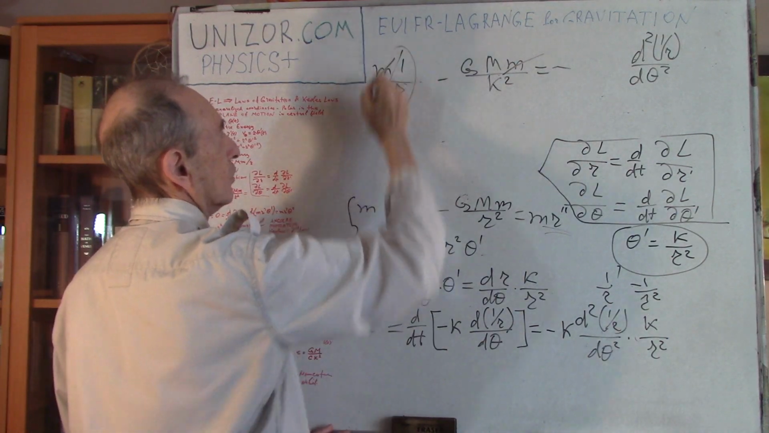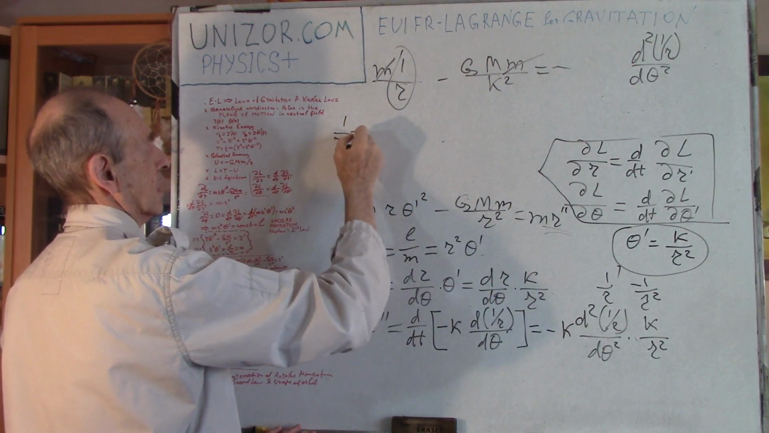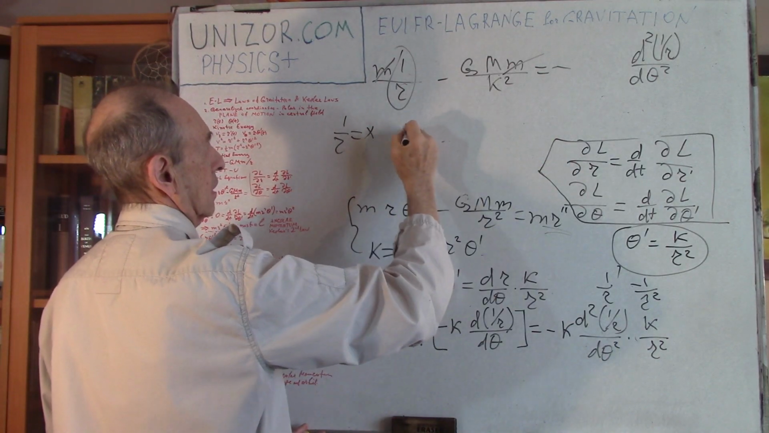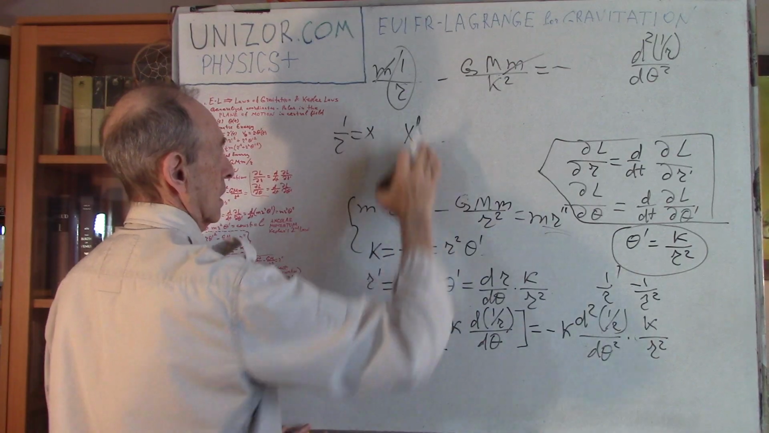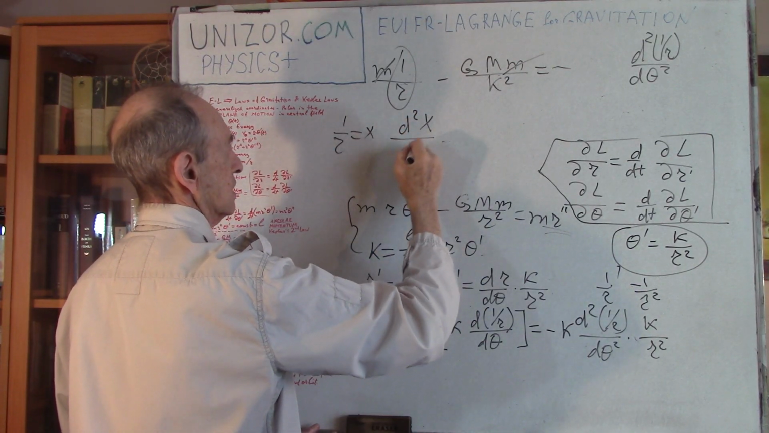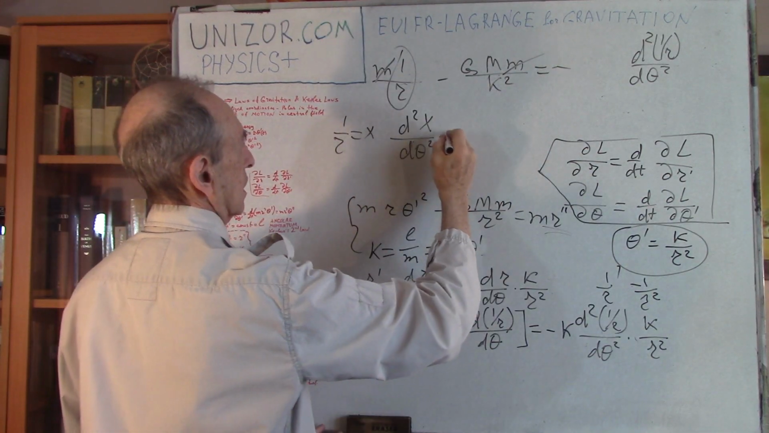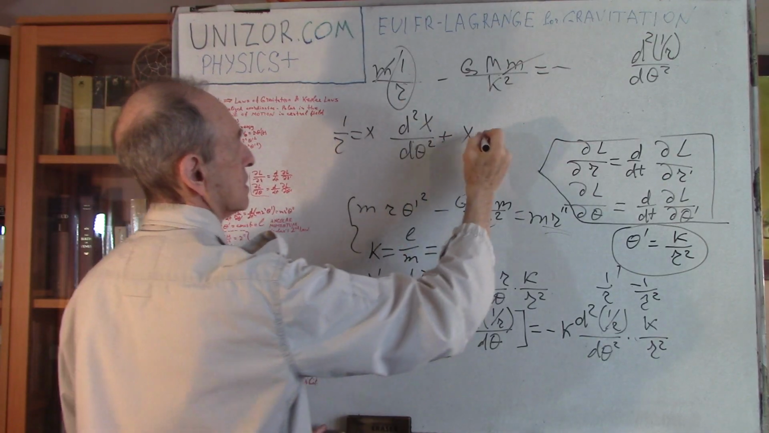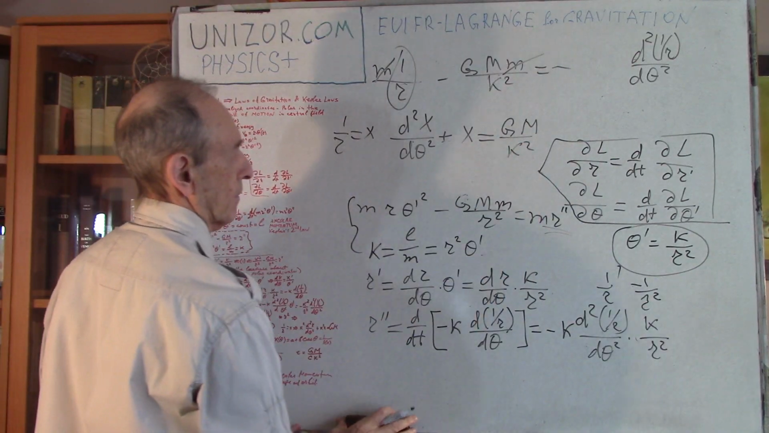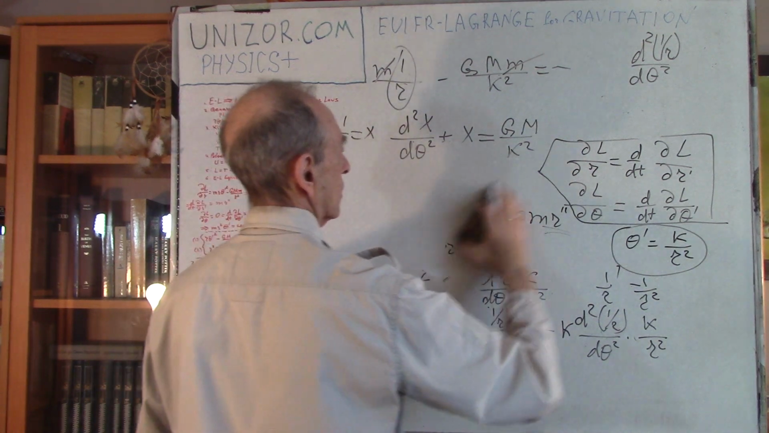Look, this is 1 over r and this is 1 over r. So let's just put 1 over r equal to x. So what do we have? We have d2x by d theta square, go to the left, plus 1 over r, which is x, equal to gm over k square. You see how simplified everything is now?